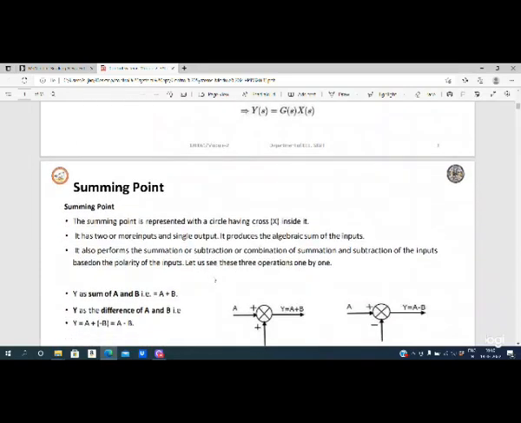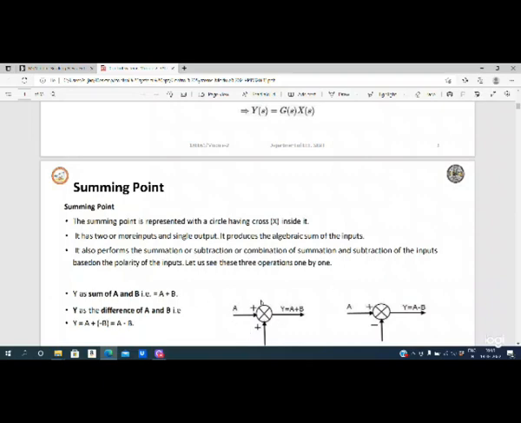Next we have a summing point. The summing point is represented with a circle having a cross mark inside it. You can see here the cross mark inside a circle, so that we call a summing point. It has two or more inputs and a single output. See here, two or more inputs are going in, and there is only one output that you get out of the summing point. So it produces the algebraic sum of the inputs.